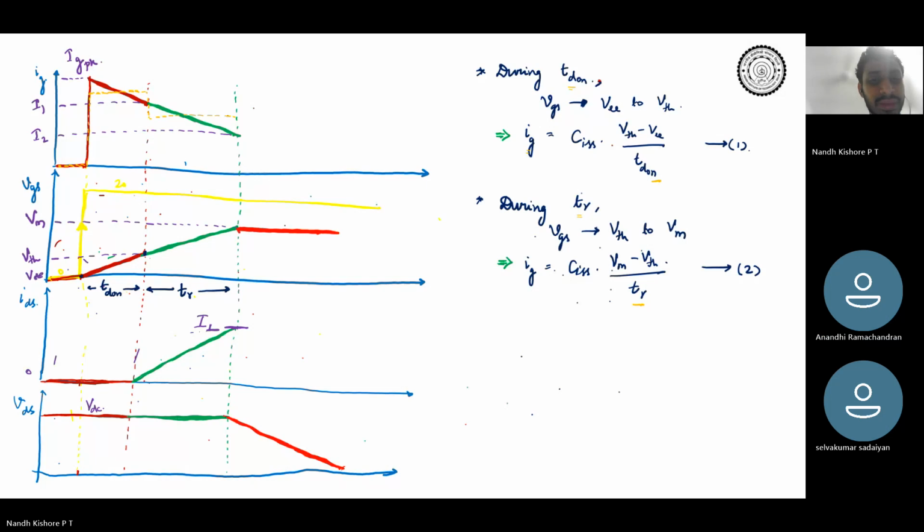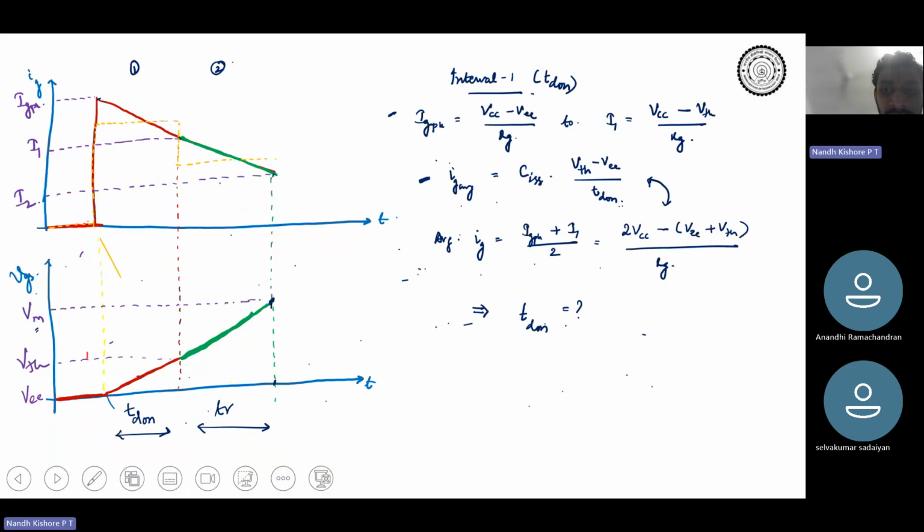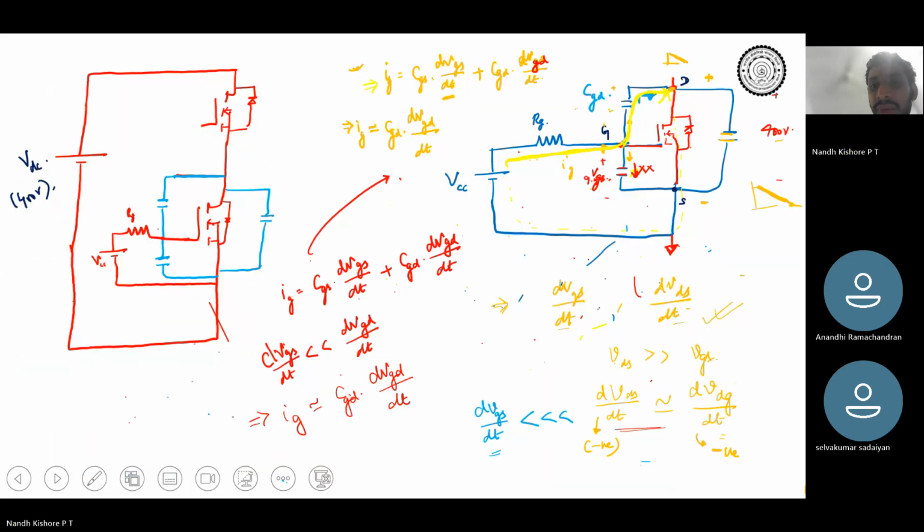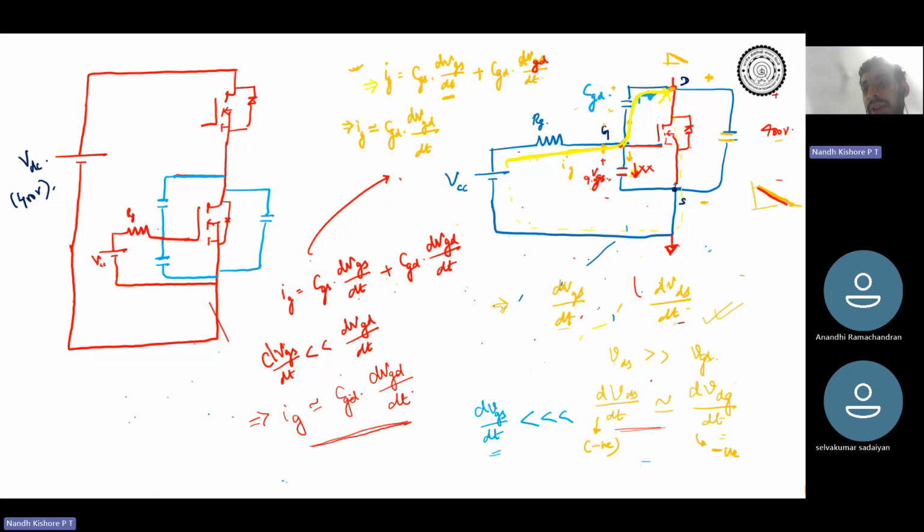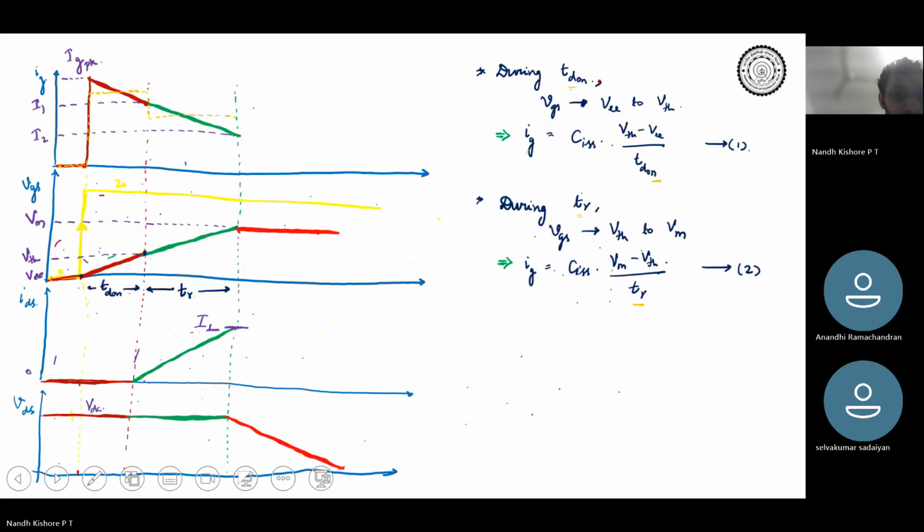Okay, right. So what is the gate current during this interval? The entire gate current flows through CGD. If you assume that the voltage falls linearly at a constant rate, the gate current is CGD into dVGD by dt. Let's assume dVGD by dt is constant. So the gate current is also constant during this interval. It has a value of CGD into dVGD by dt.